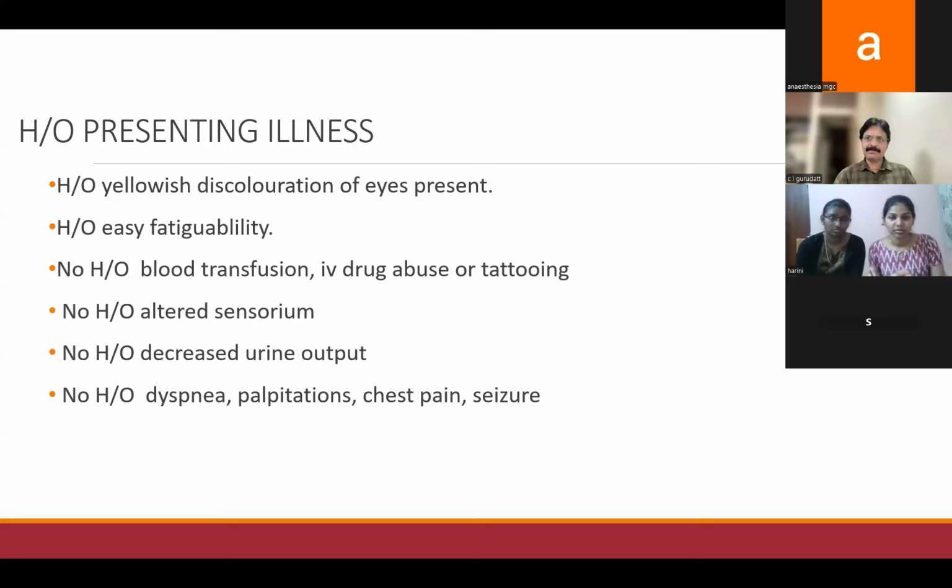Now, once you have written that the patient has yellowish discoloration, that means jaundice. The jaundice can be pre-hepatic, hepatic, or post-hepatic, isn't it? So you have to try to find out whether he has pre-hepatic jaundice, hepatic jaundice, or post-hepatic jaundice. Now you tell me what are the causes for pre-hepatic jaundice and what history you would be taking to know whether the patient has pre-hepatic jaundice or not.